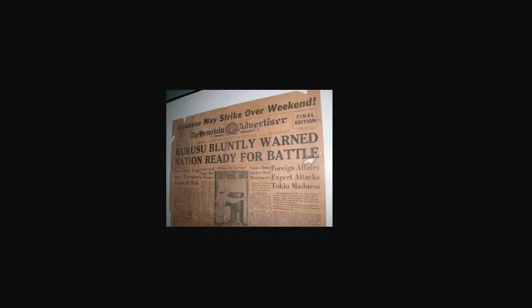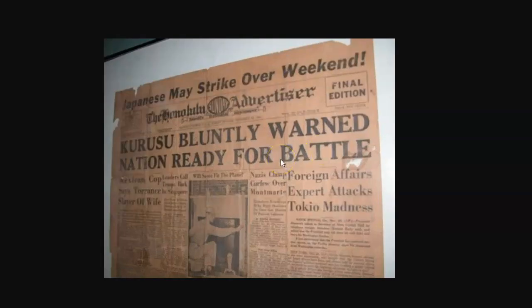Kurusu here was the Japanese ambassador to the U.S. And this is, you see, Japanese may strike over the weekend. This is just before December 7th. Kurusu, and you see, foreign affairs expert attacks Tokyo madness. The morning of December 7th, 1941.